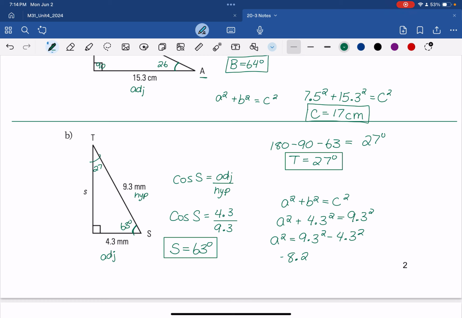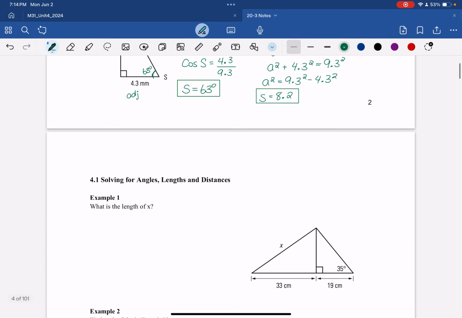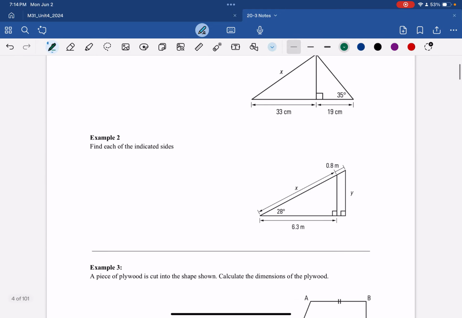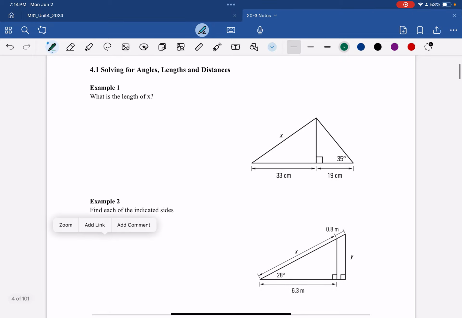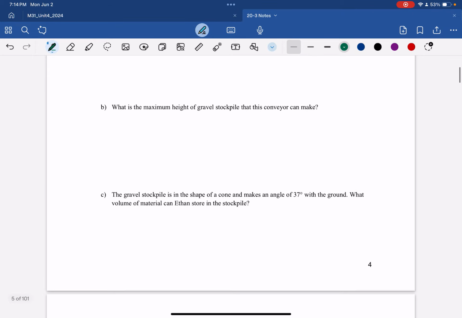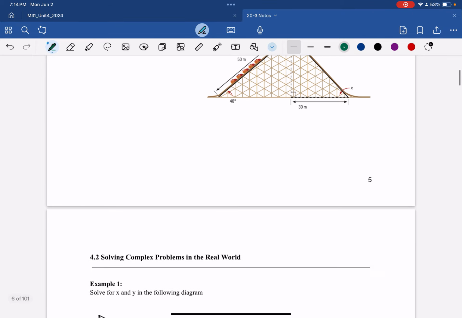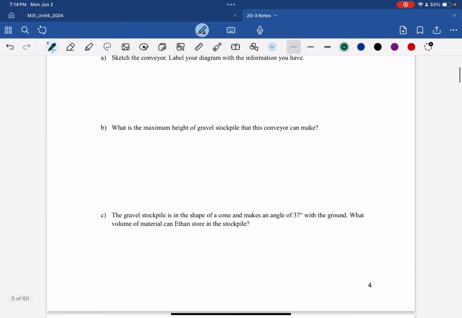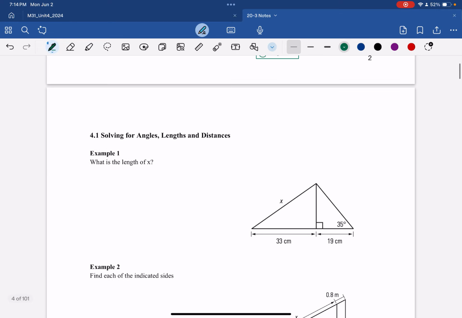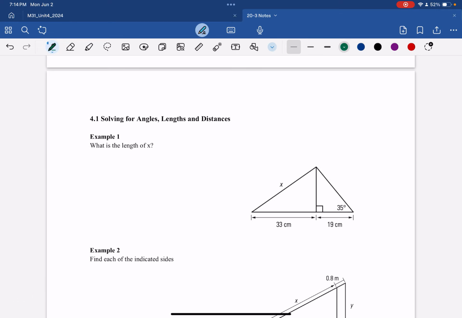And this will be side S. Okay. So let's look at the following examples here. How many examples do we have? We have 7 examples we're going to go through, and they're all using the ideas that we just reviewed.